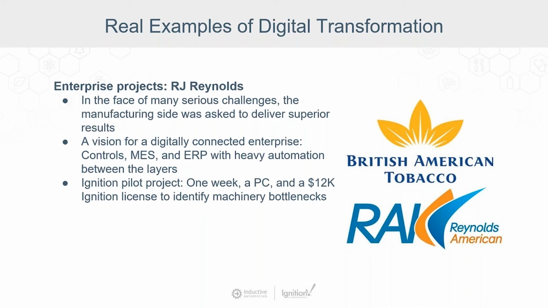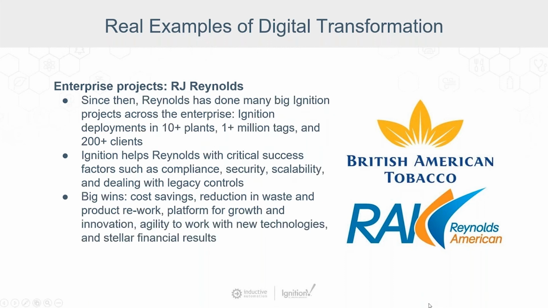He was given 1 week, a PC, and $12,000 to buy an Ignition license. Within a week, they collected data, built rudimentary screens, and saw where the bottlenecks were. That's when they realized that Ignition was not just an HMI or a historian, and they could do a lot more with it. Since then, Reynolds has done a tremendous number of big Ignition projects across the enterprise.